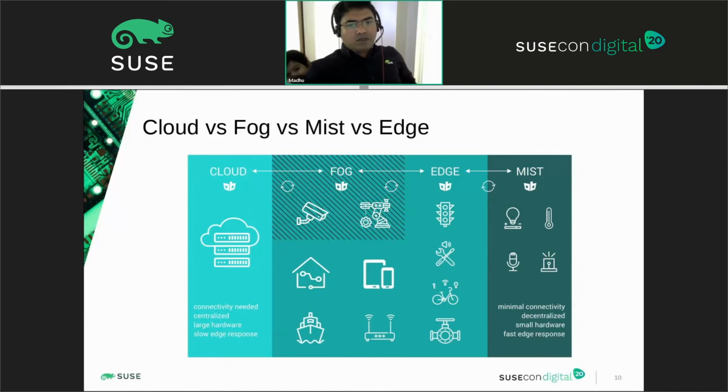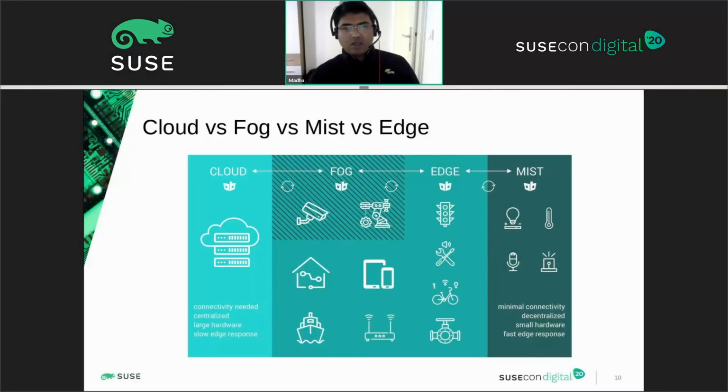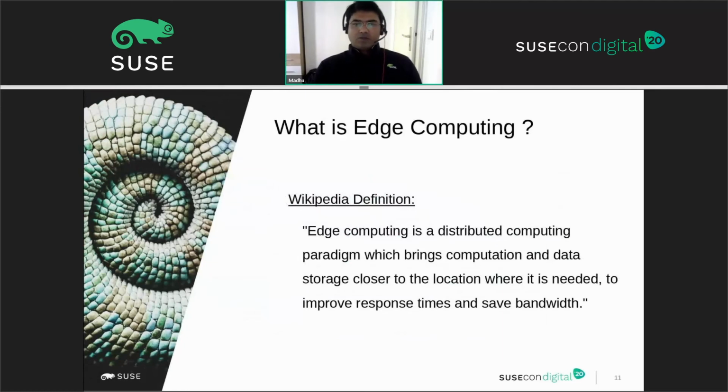So that would be something that you would be calling edge computing. That's the way we can differentiate. Now, this is a Wikipedia definition. Edge computing is a distributed computing paradigm which brings computation and data storage closer to the location where it is needed to improve response times and also to save bandwidth.